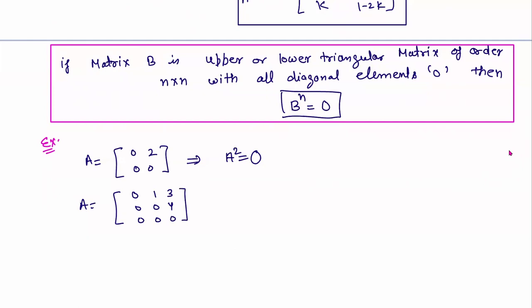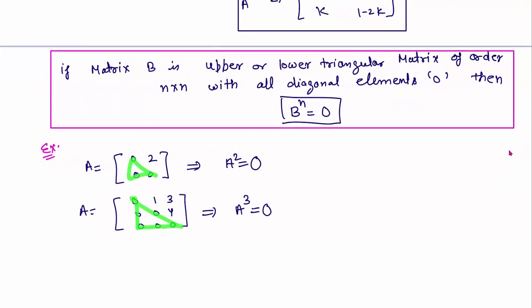Is this an upper triangular matrix with diagonal elements 0? Order is 3 cross 3, yes sir. Then A power 3 must be O. Get the idea what I am trying to say? Yes, the concept, sir. We use it in a general way.